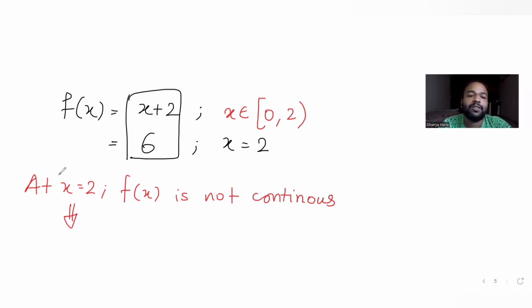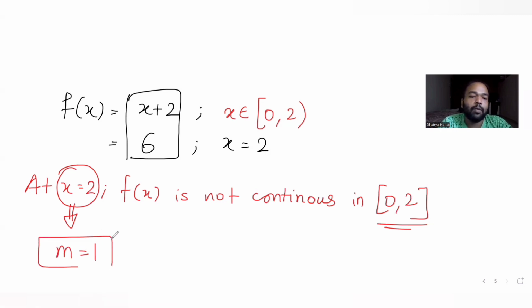So the number of points where function f of x is not continuous in the interval from 0 till 2, I get m is 1, because there is only one point where the function is not continuous, and that is at x equal to 2. So I get the value of m as 1.